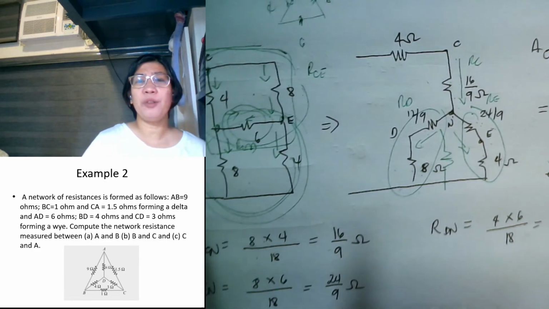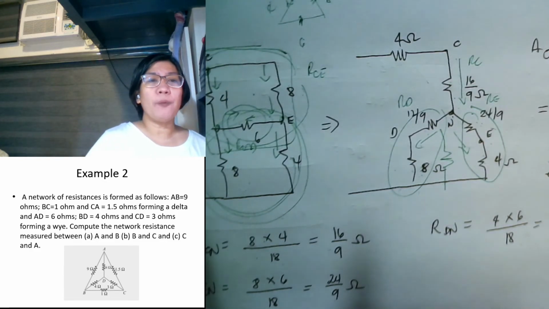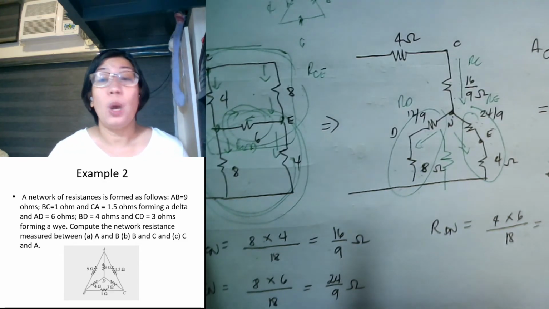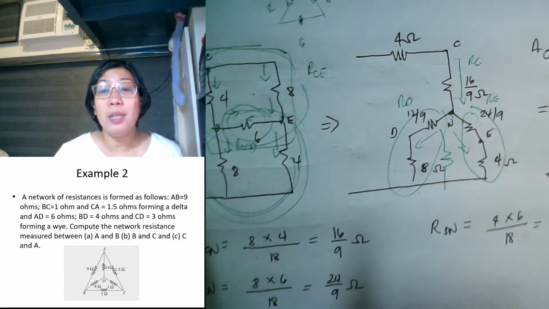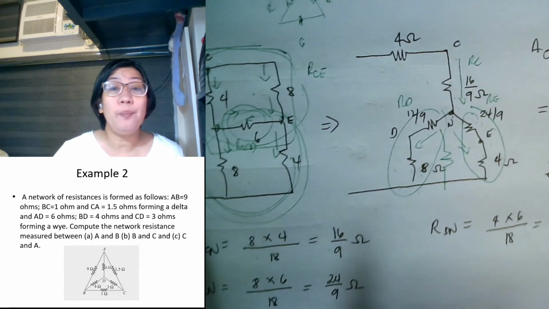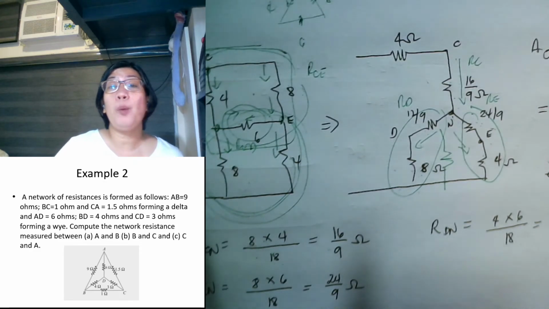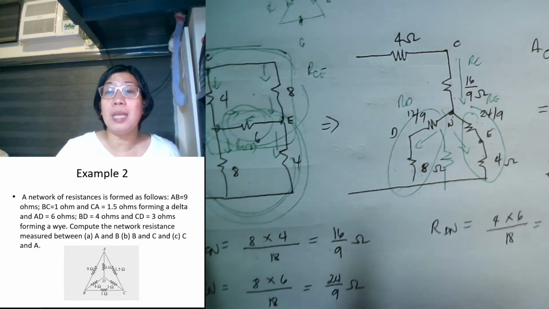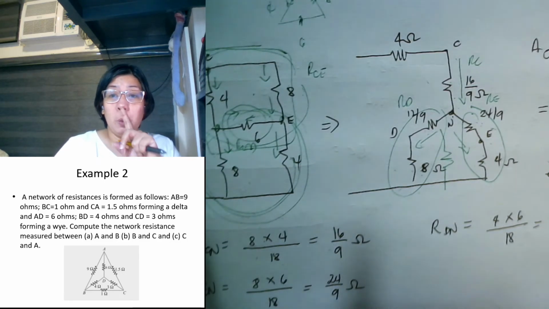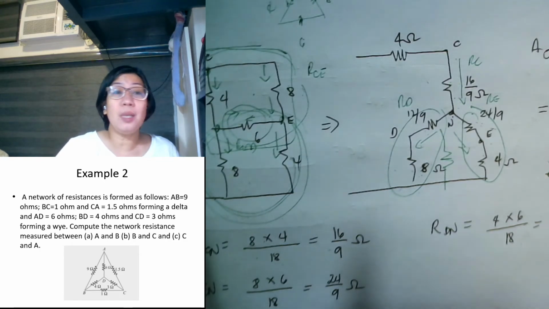So we have here another example, class. A network of resistance is formed as follows. AB is equal to 9, CA is equal to 1.5, and BC is equal to 1. So they form a delta. And then at point D, AD is equal to 6, BD is equal to 4, and CD is equal to 3, forming a Y.